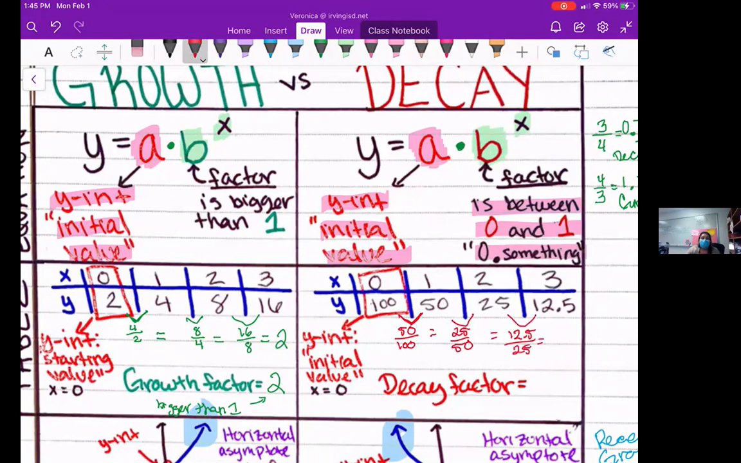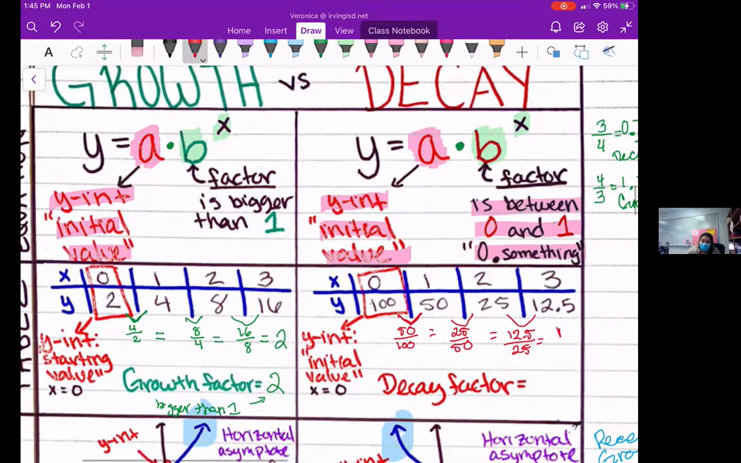Well, what do we notice? 50 is half of 100, 25 is half of 50, 12.5 is half of 25. So our factor here is 1/2. So you can write a decay factor of 1/2 or 0.5, if you write it as a decimal. Then this is where you would stop and look at it and say, okay, it's 0.5. I think this is decay because it's going from 100 to 50 to 25. It is decreasing, so I know it has to be decay.